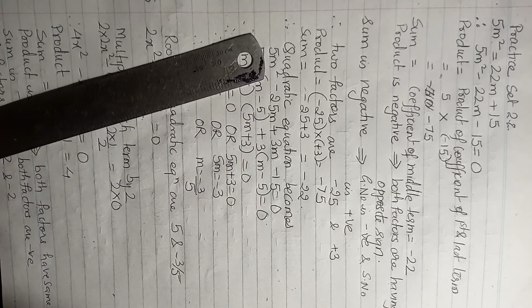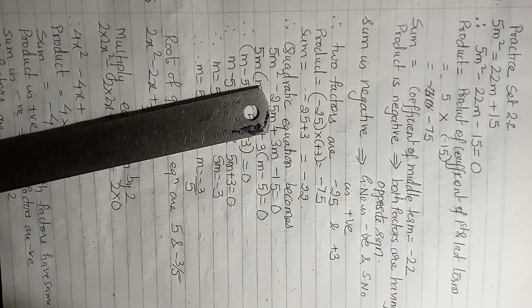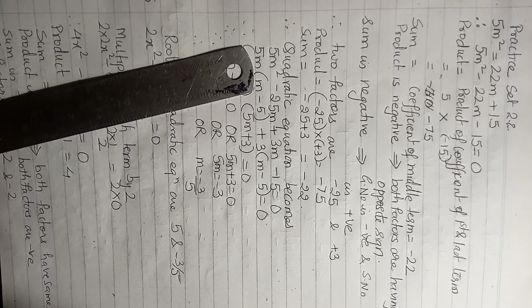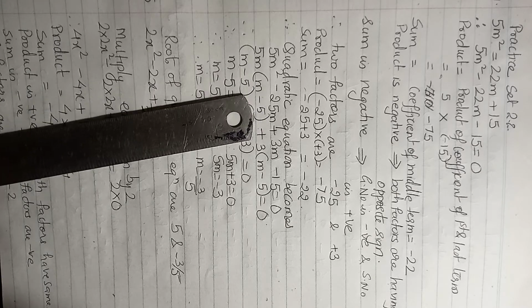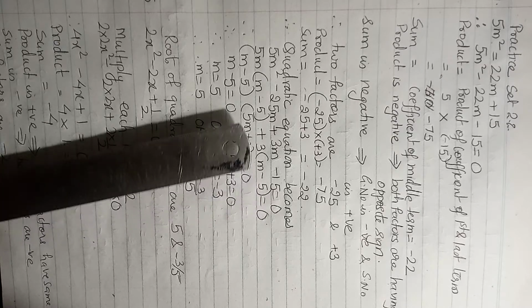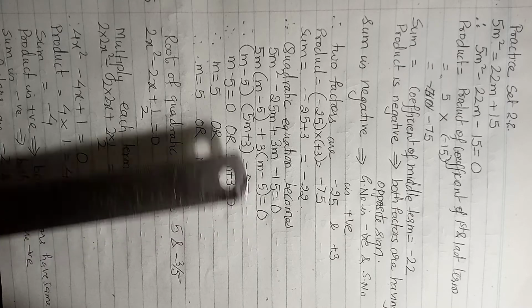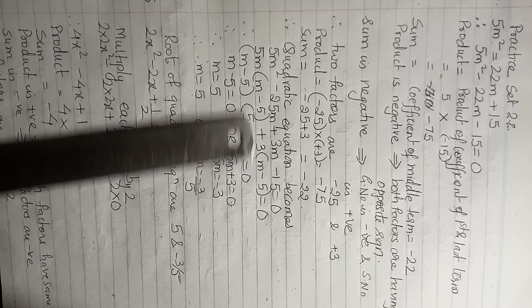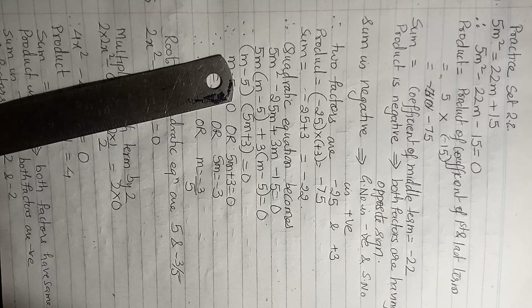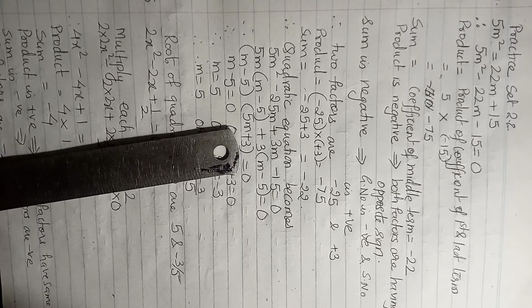Common factor between the first and the second term: here 5m square, here 25m is there, so the common factor is 5m. So 5m, and the uncommon is m minus 5. Between 3m and minus 15, common is 3. So plus 3, and uncommon is m minus 5, equal to 0. Now between these two terms the common is m minus 5. So here m minus 5, and the uncommon is 5m plus 3.